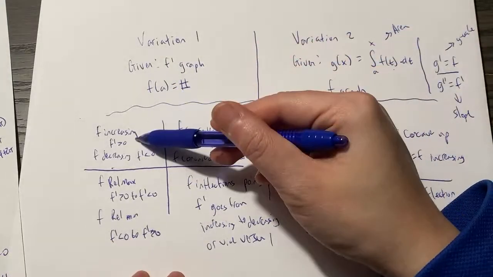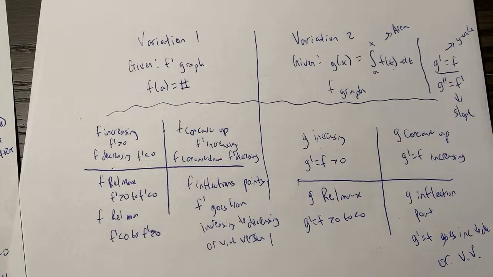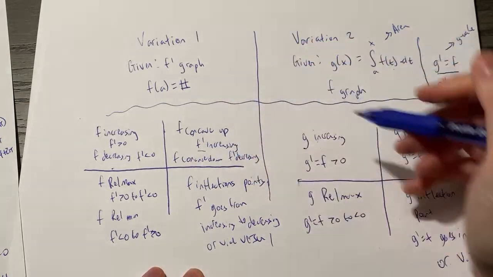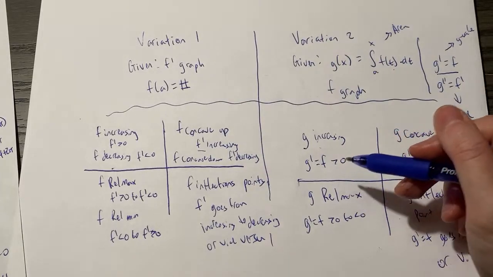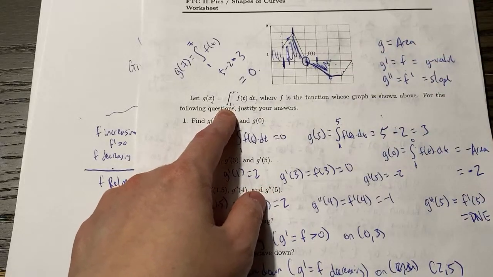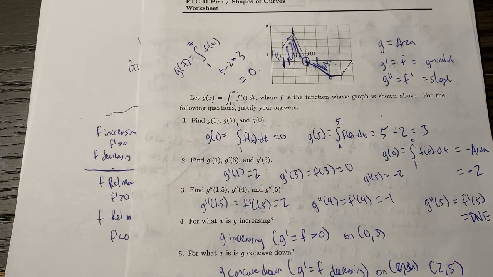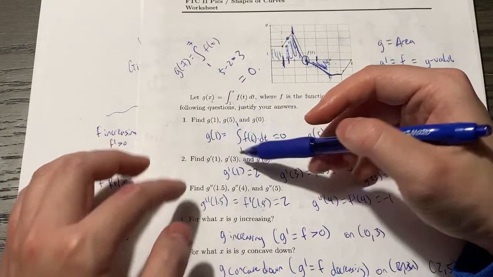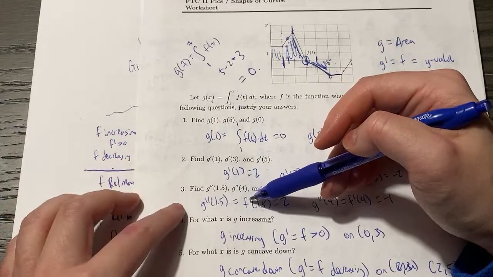When you're doing this variation, the rules are just the normal rules. And just be aware that all the rules are going to include the derivative, whether that be f prime or g prime equals f. For the second variation, you're already given an integral, so you don't have to construct FTC ever. But you have to know how to find g values, g prime values, and g double prime values. G values are area, g prime values are going to be y values, and then g double prime values are going to be slope.